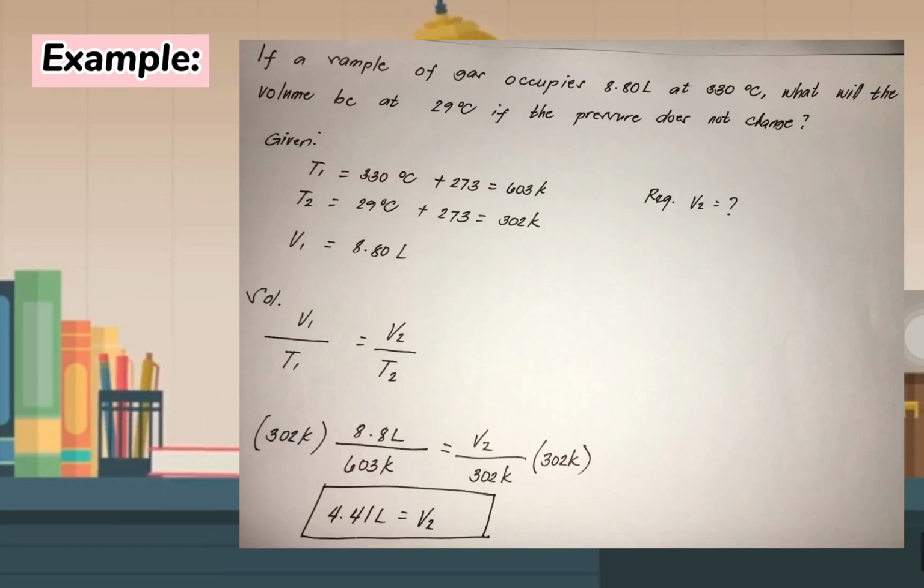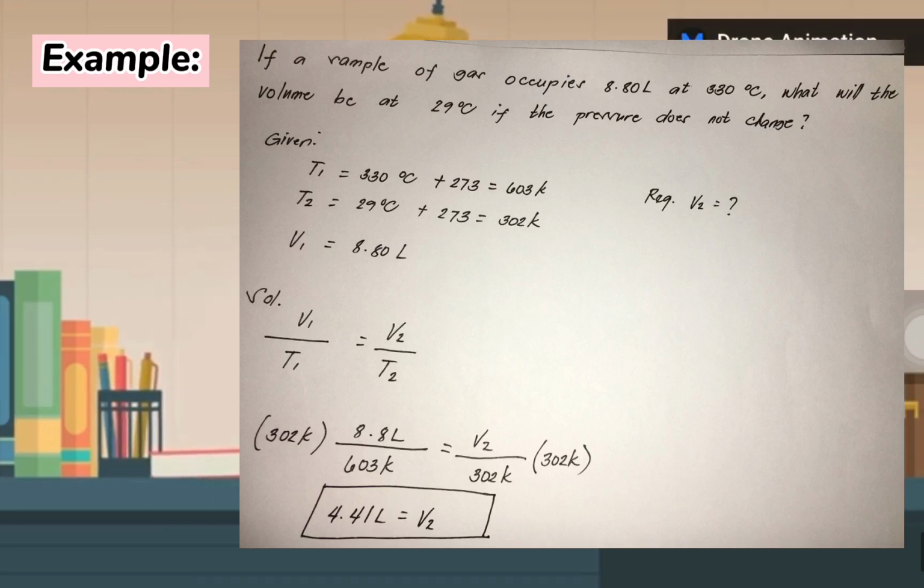And here is our next example. If a sample of gas occupies 8.80 liters at 330 degrees Celsius, what will be the volume at 29 degrees Celsius if the pressure does not change? Our given is temperature 1 equals 330. To convert it to Kelvin, we will add 273, so it will become 603 Kelvin. And our temperature 2 is 29 degrees Celsius. To convert it to Kelvin, we will add 273, so it will become 302 Kelvin. Our volume 1 will be 8.80 liters.